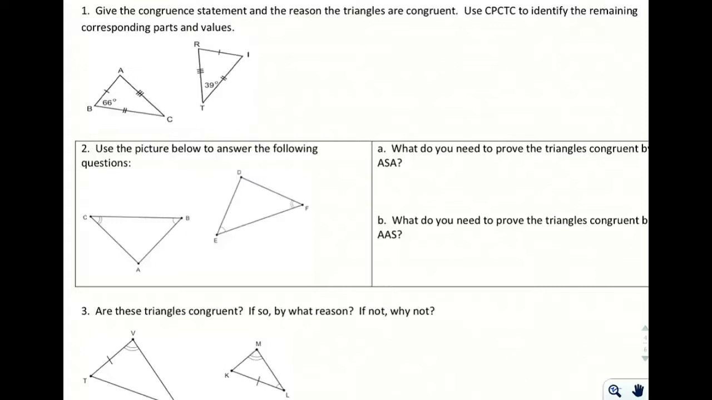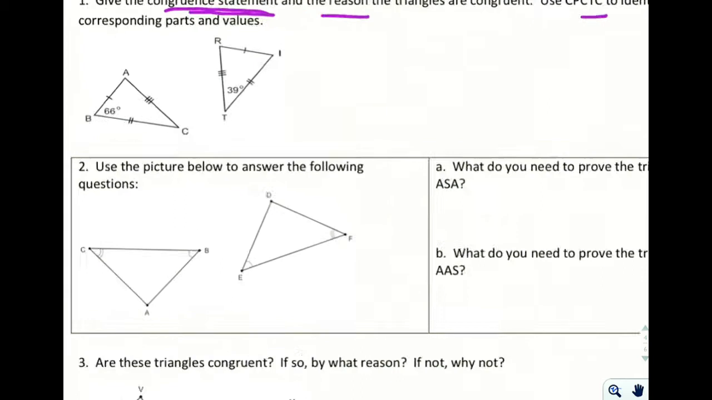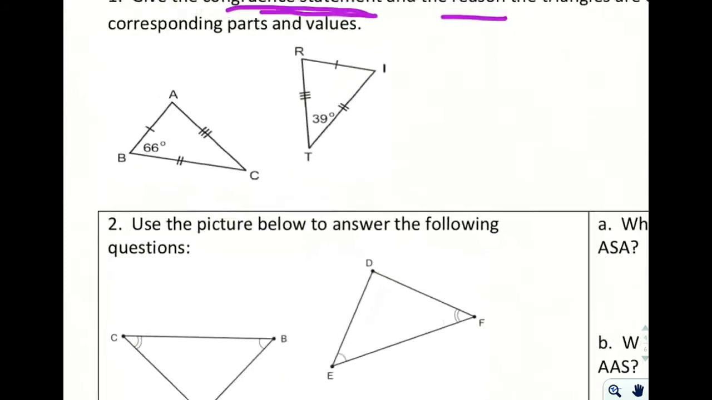In the practice problems here, we're asked to do a few different things. First thing says, give the congruence statement and the reason that the triangles are congruent. Then use CPCTC to identify the remaining corresponding parts and values. First part, the congruence statement, is which triangle is congruent to which triangle. And then the reason is why you know they're congruent. So let's start and make sure that they are congruent before we get too far.